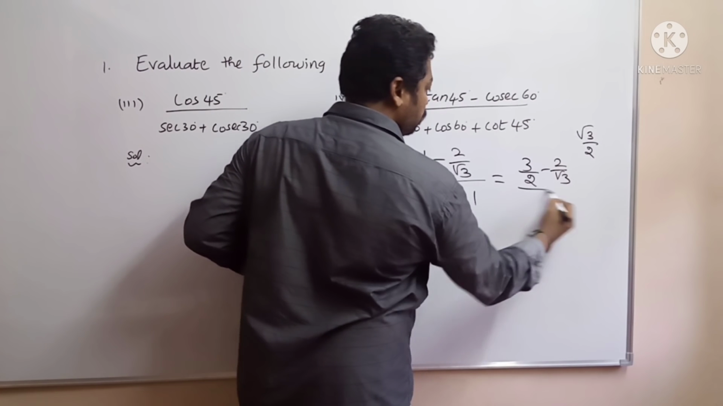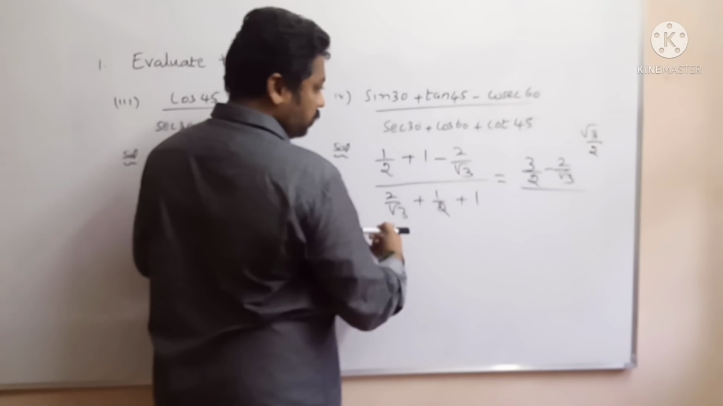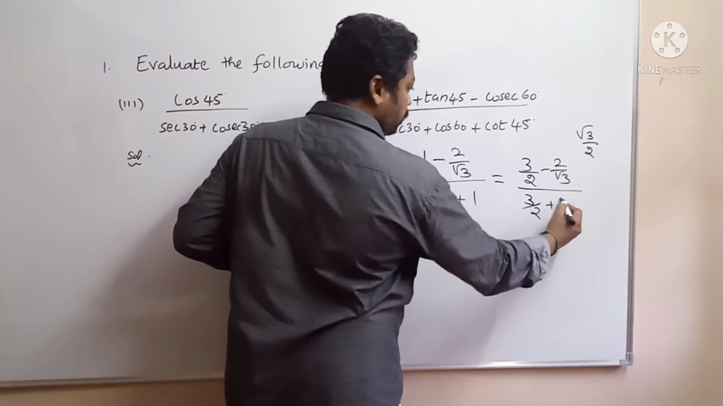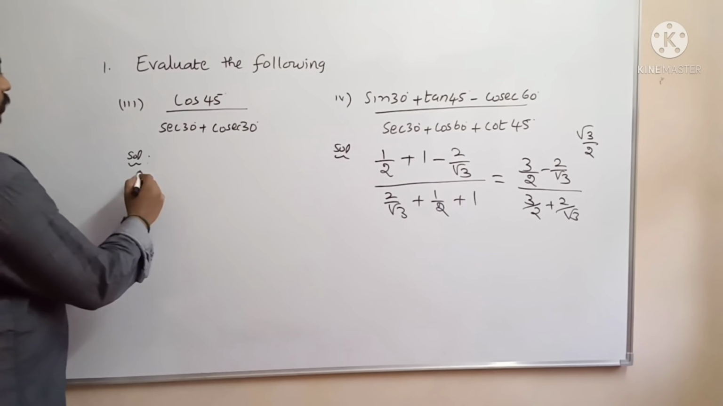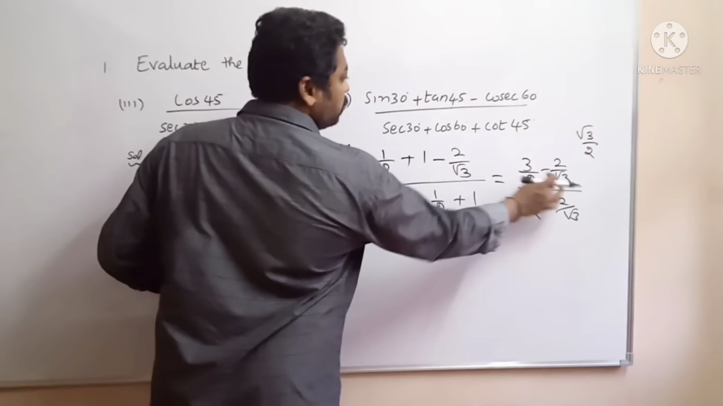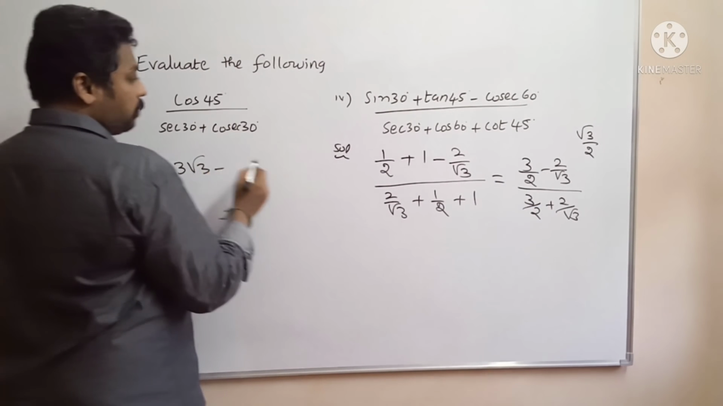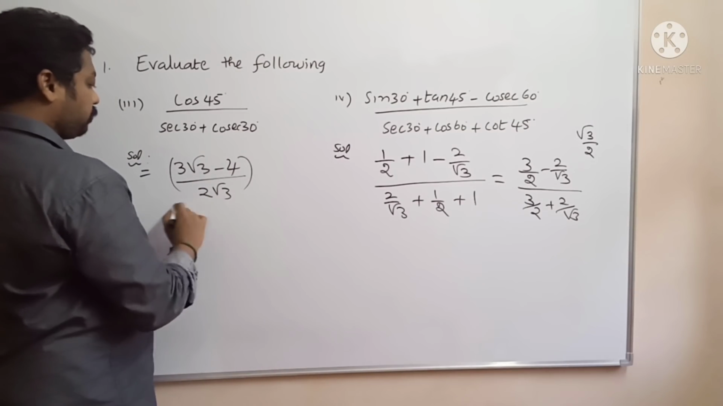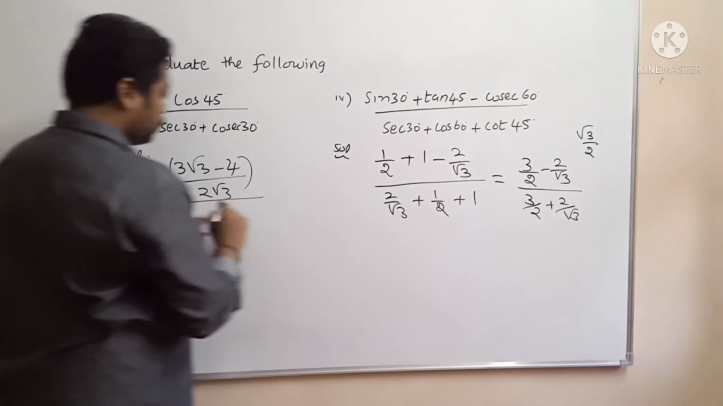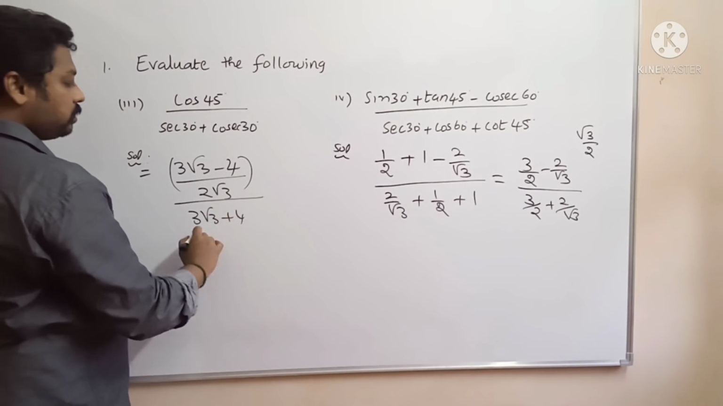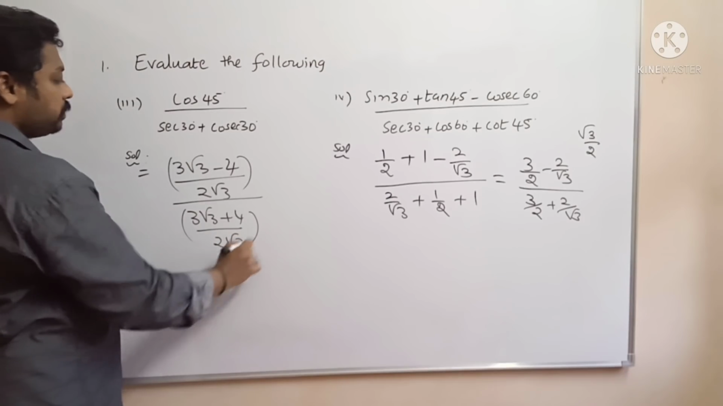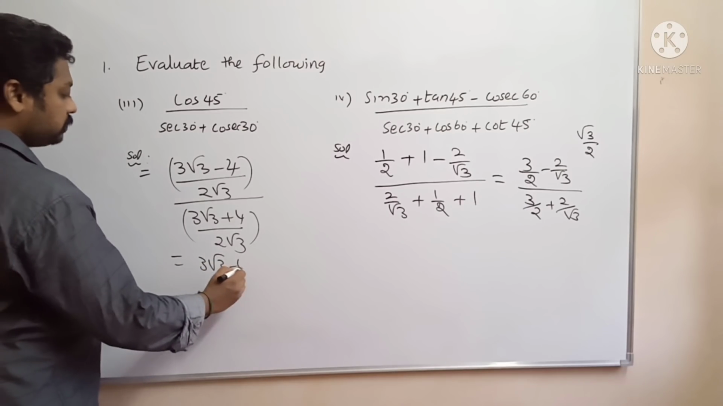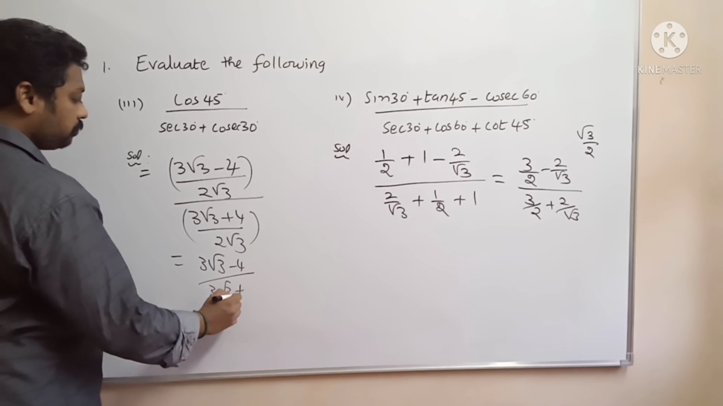Minus 2 by root 3, whole divided by, again 2 by root 3, so here 3 by 2, right? 1 by 2 plus 1 is 3 by 2, plus 2 by root 3. So we take the LCM: 3 root 3 minus 2 into 2, 4, whole divided by 2 root 3, divided by, again, 3 root 3 plus 4 divided by 2 root 3. So the denominator 2 root 3 got cancelled. What we get is 3 root 3 minus 4 whole divided by 3 root 3 plus 4.